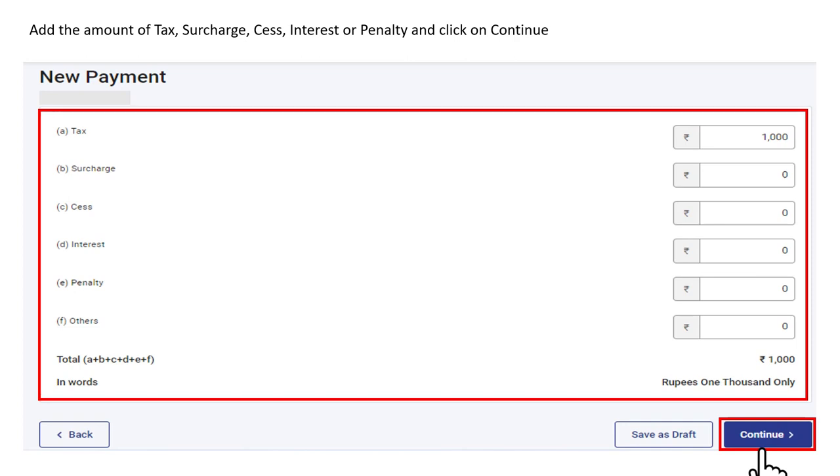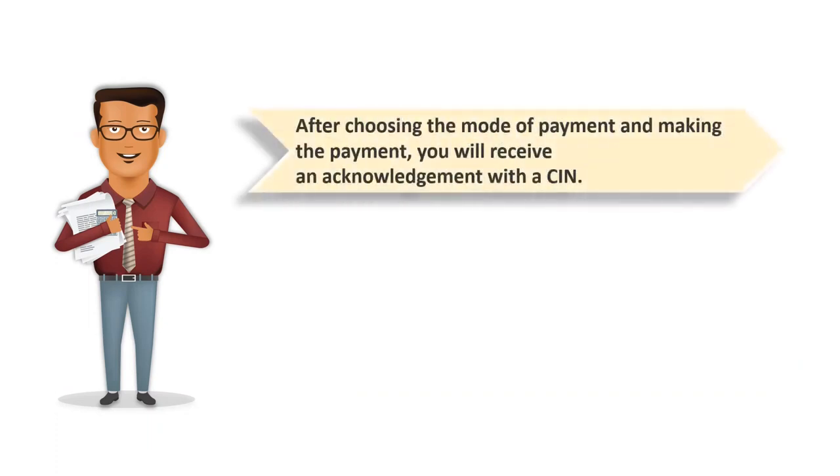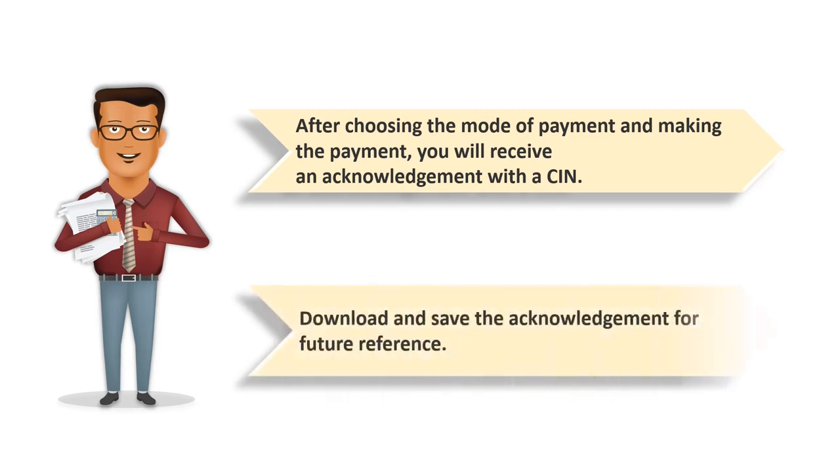You would be required to choose the mode of payment and then make the payment. After successful payment, you would receive an acknowledgement number with a challan identification number. You can download and save the acknowledgement for future reference. Making the payment of your demand on the income tax portal is very easy.